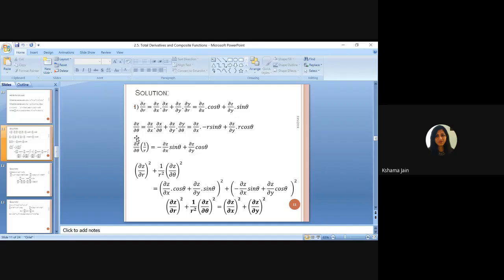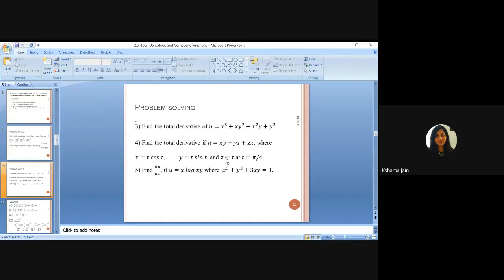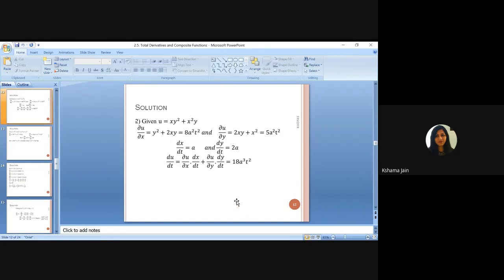So del z by del theta is the same, just in place of r we have put theta. Differentiating this, we got this. So ultimately del z by del theta is this. Put it into the question, according to the question we will put in the RHS, and ultimately we will get our LHS. This is the proof. So this total derivative is very important.